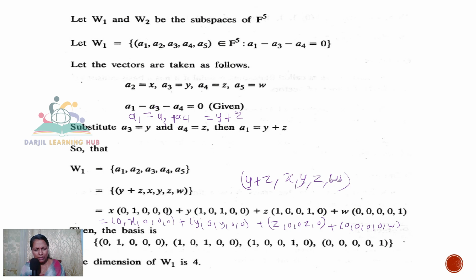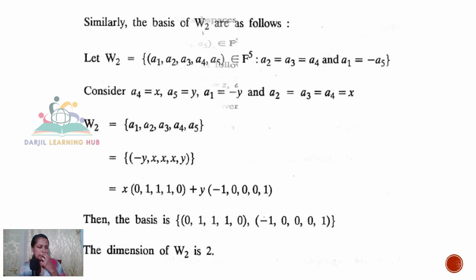How many are there? 1, 2, 3, 4. Therefore the dimension of this W1 set is 4. So this is the way you have to write the basis and dimension of the given problem. There are 2 parts in the question. W1 is over. Similarly, the basis of W2 is as follows. W2 is the collection of a1, a2, a3, a4, a5 belonging to F5 with the condition a2, a3, a4 equal and a1 equal to minus a5.